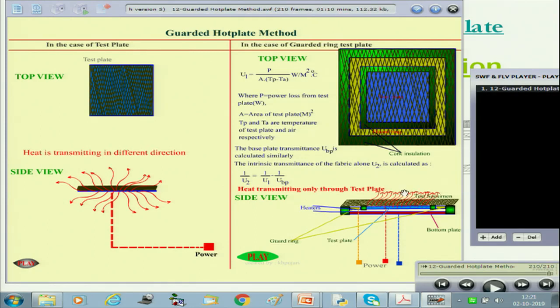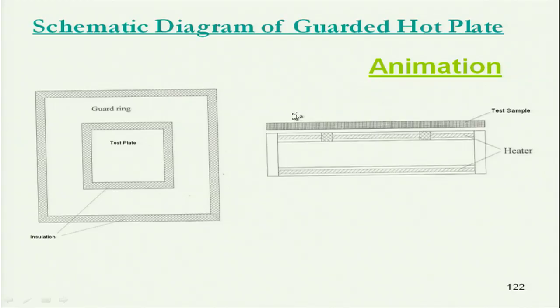For calculation we use the power required by only the test plate. The guard plate and bottom plate are heated at the same temperature just to prevent heat flow in other directions, and using this formula, that is the total power required by the test plate divided by the area and divided by the temperature difference, that is watt per square meter per degree Celsius, the thermal transmittance of the fabric is measured. So, this is the formula we can use.